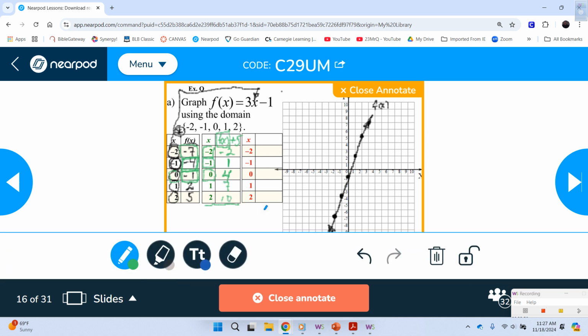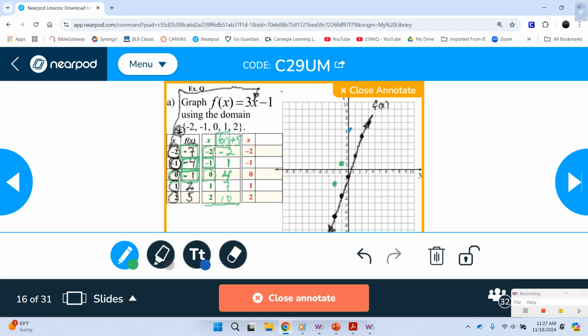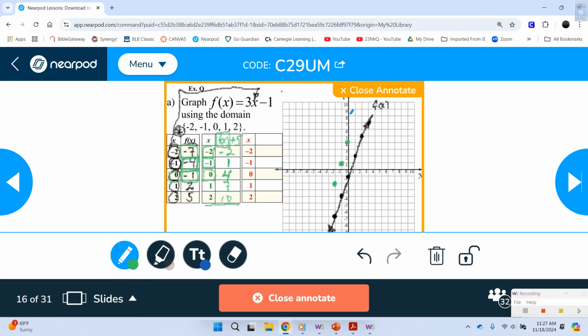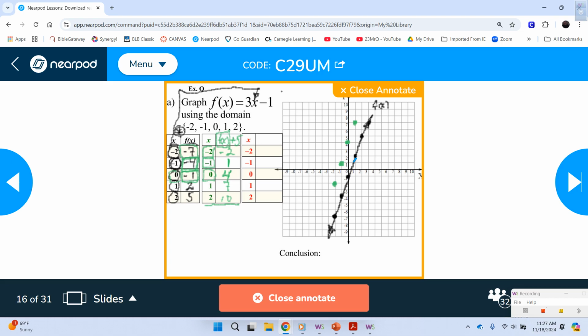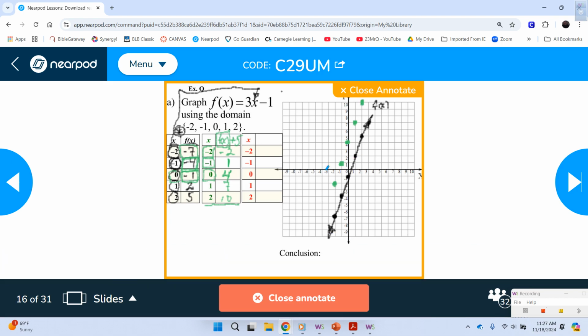All right, so let's graph those. There we go. -2, -2. Do that in green. -1, 1. 0, 4. 1, 7. And 2, 10. Graph your line.